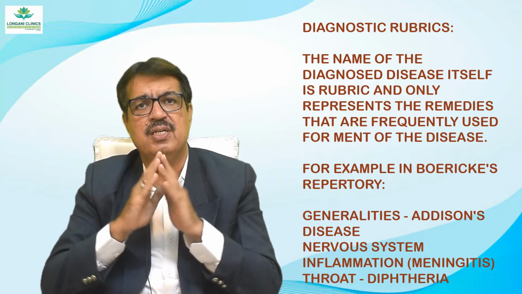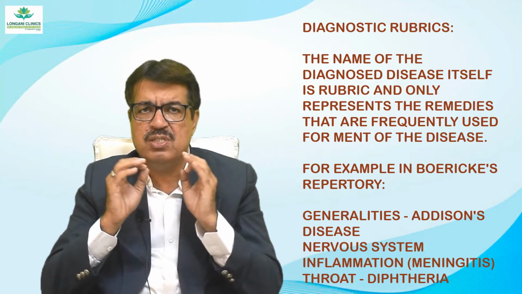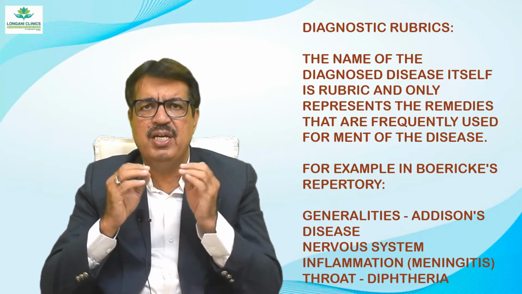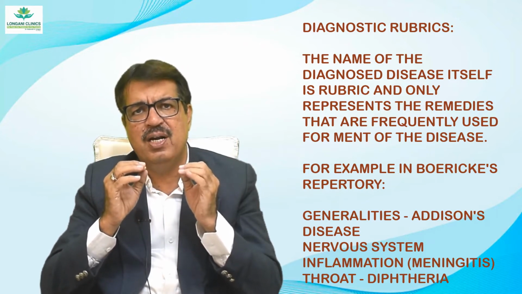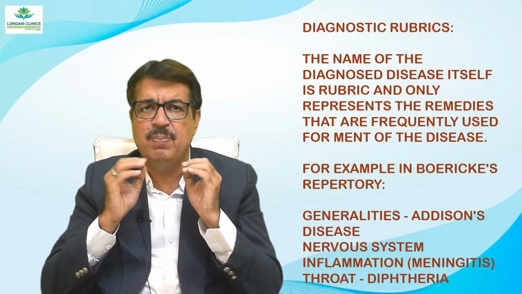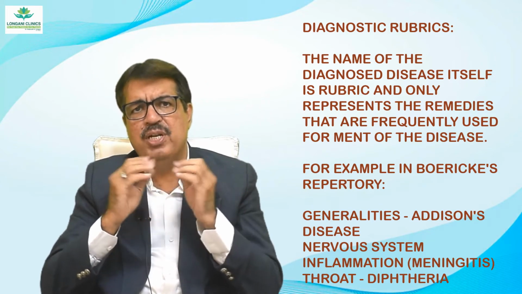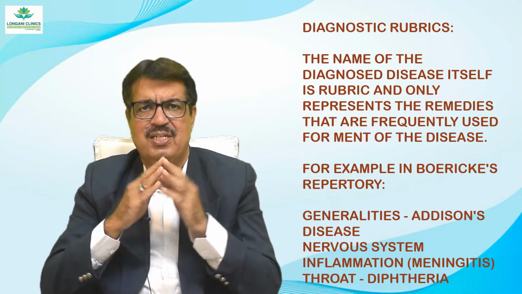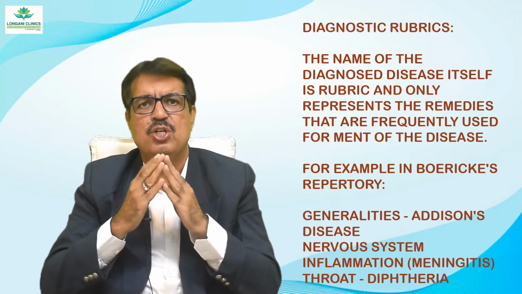Now we will see the diagnostic rubrics. The name of the diagnosed disease itself is the rubric and only represents the remedies that are frequently used for treatment of the disease. For example, in Boericke's repertory, generalities, Addison's disease; then nervous system, inflammation, meningitis; throat, diphtheria.